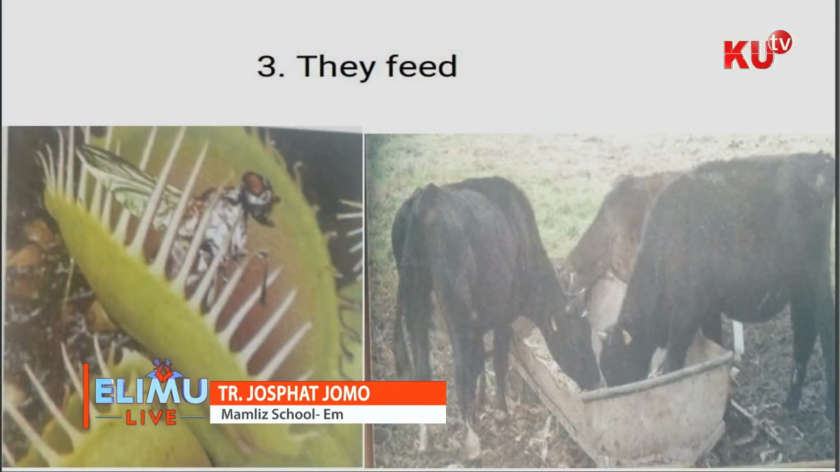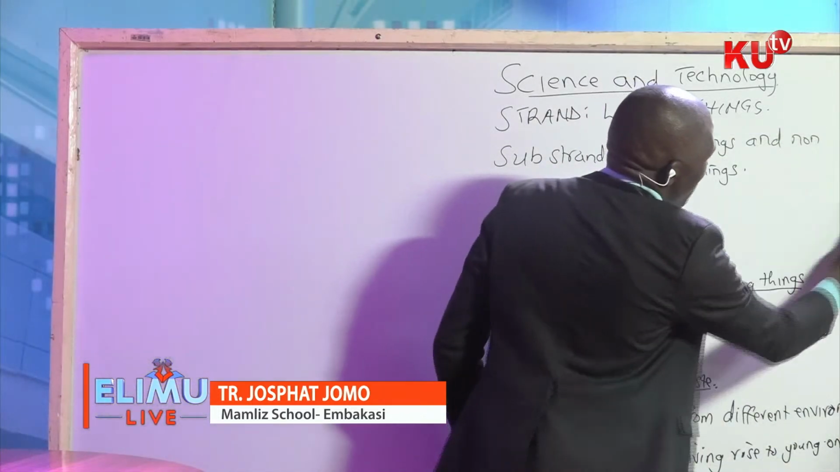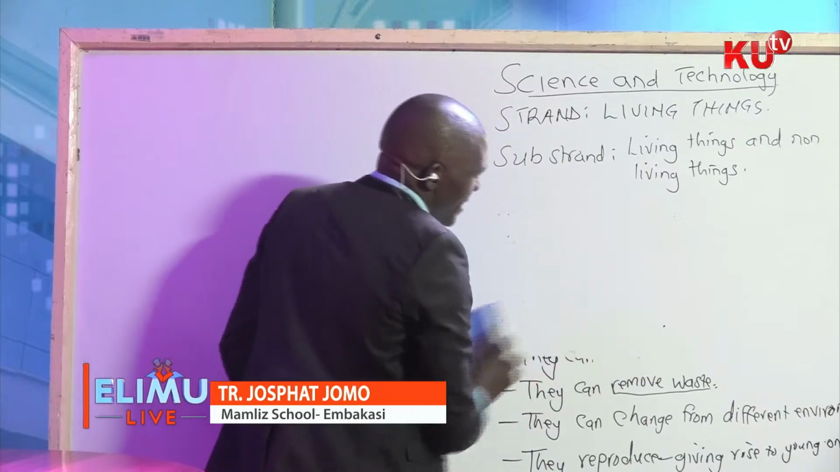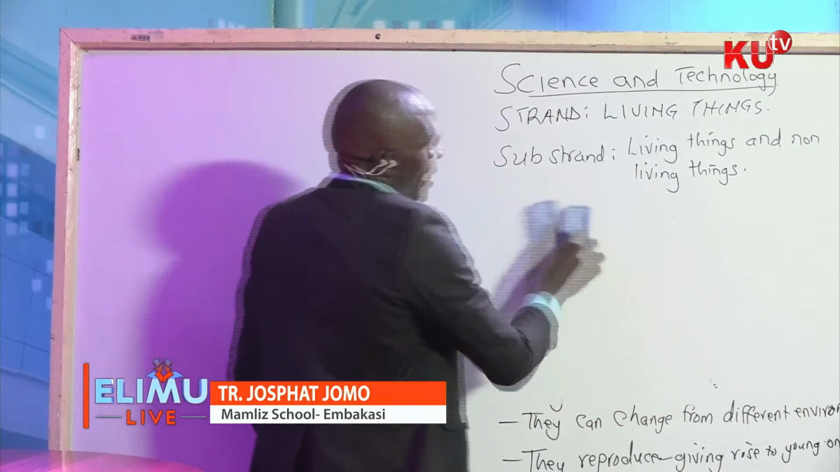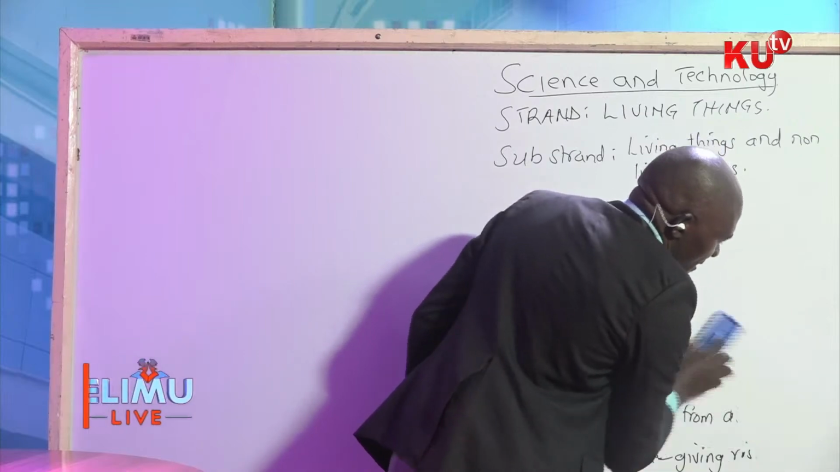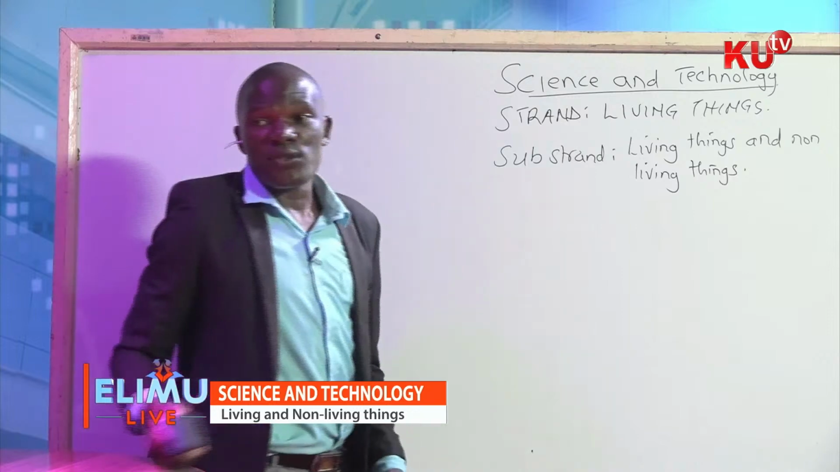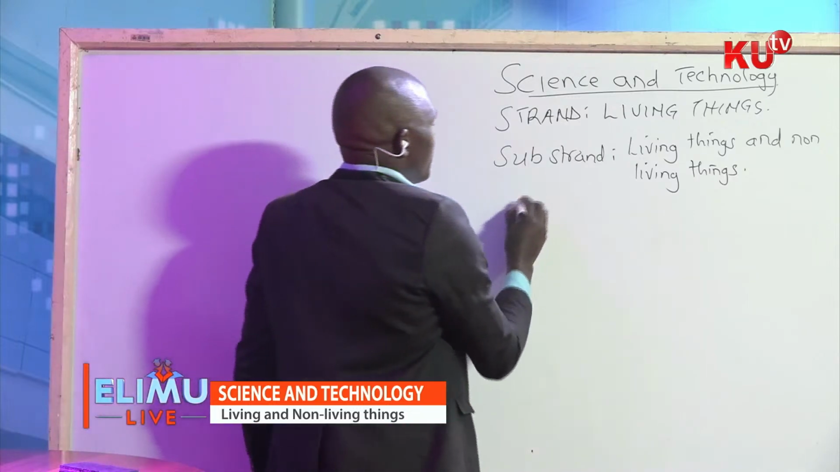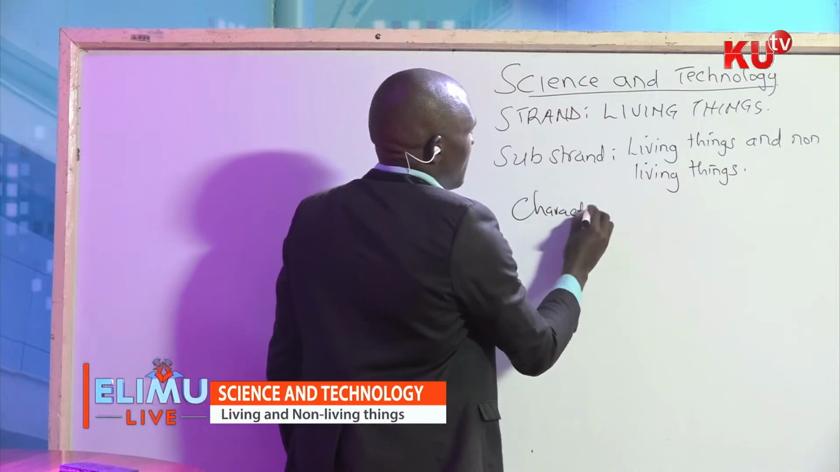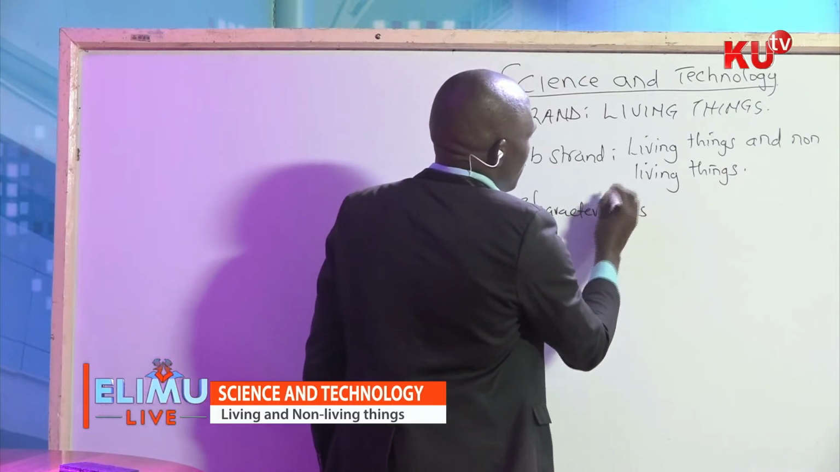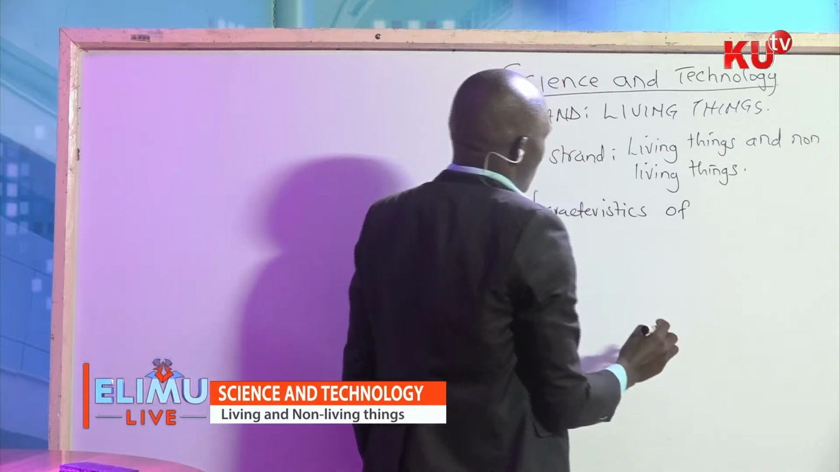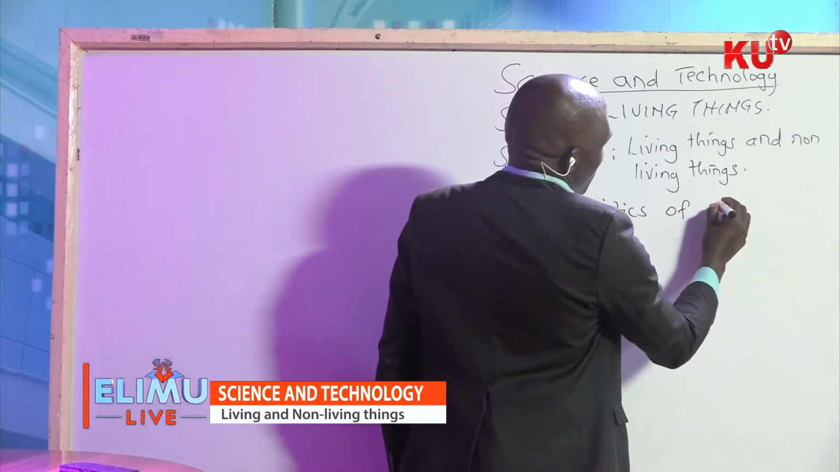And so, as we are moving on, let us now look at the characteristics of different living things. I told you plants and animals are our core values in this lesson. So we have to look at the characteristics of plants.